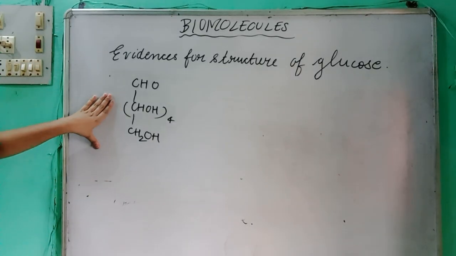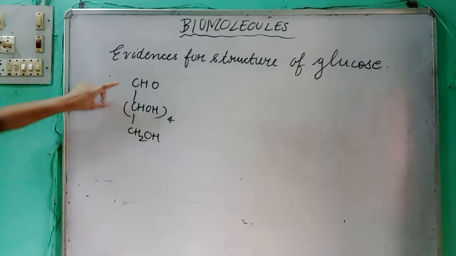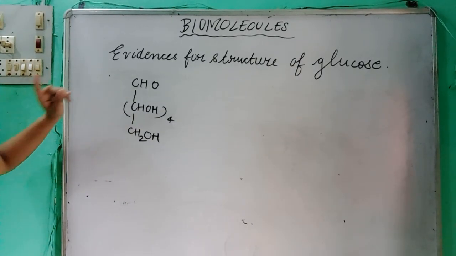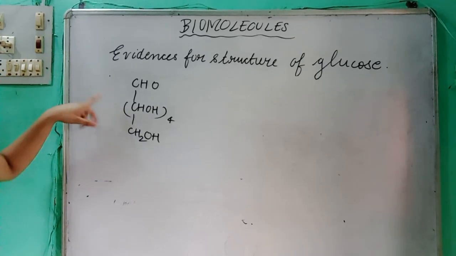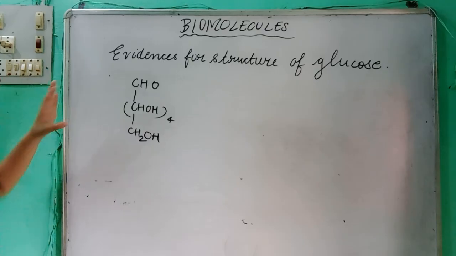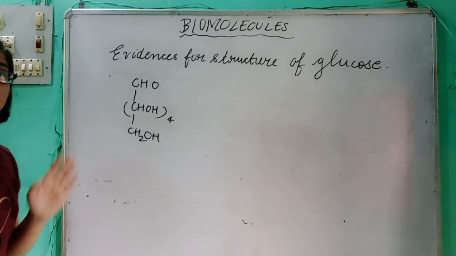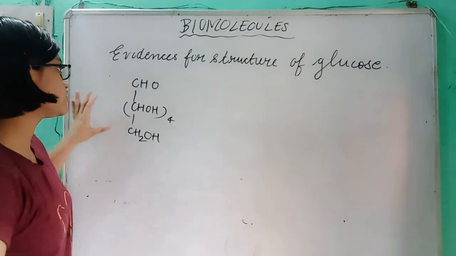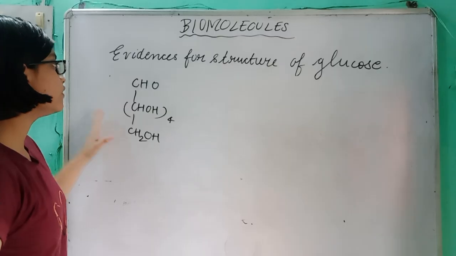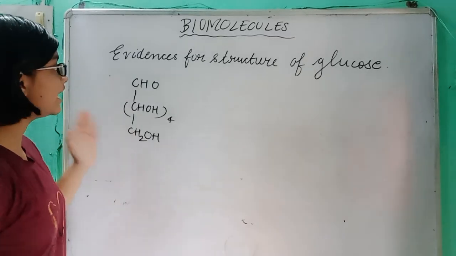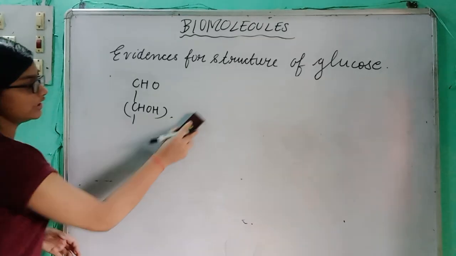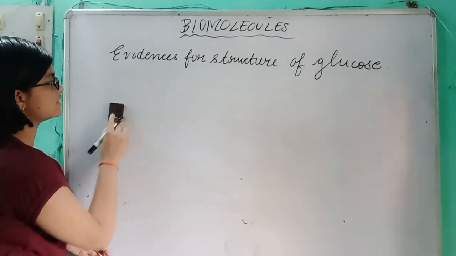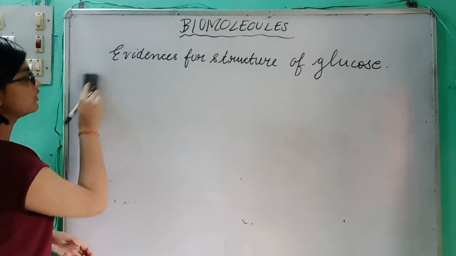We have to prove that glucose has an aldehyde group at the first carbon, a primary alcoholic group at the sixth carbon, and 4 secondary alcoholic groups. And overall, it has 6 carbon atoms and it has a straight chain. So, this is the structure of glucose, and we are going to give all of the evidences for it. So, let's start. There are total 6 evidences, or you can say proofs, for the structure of glucose.